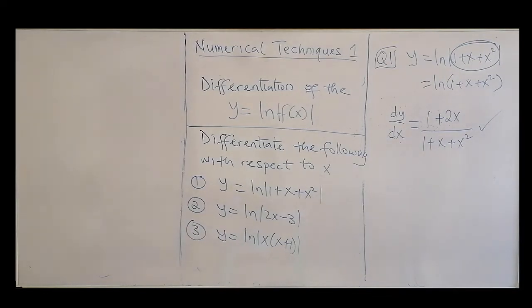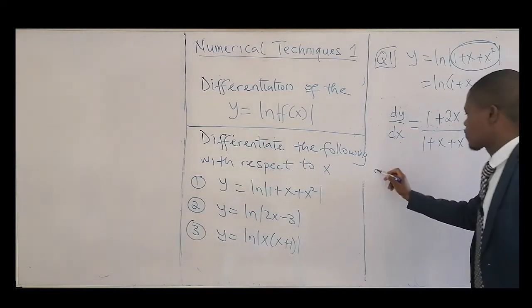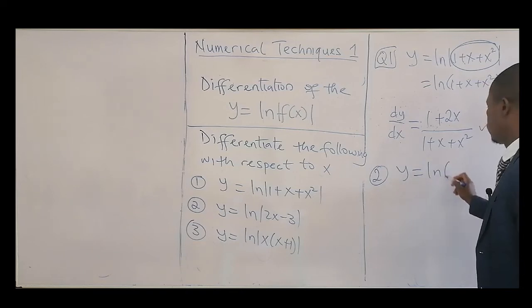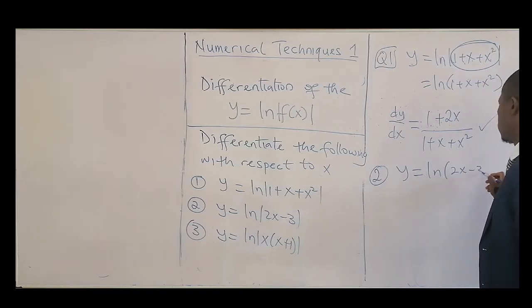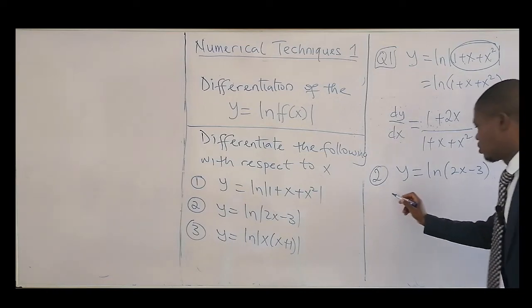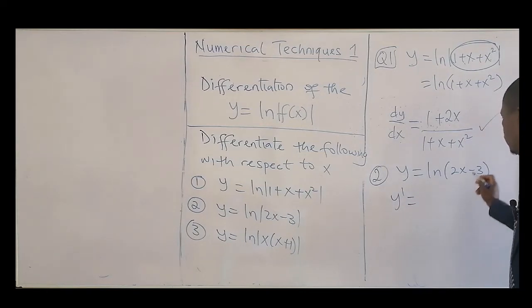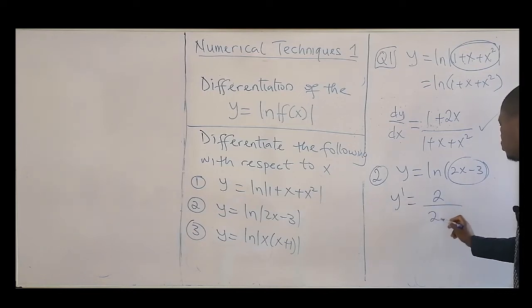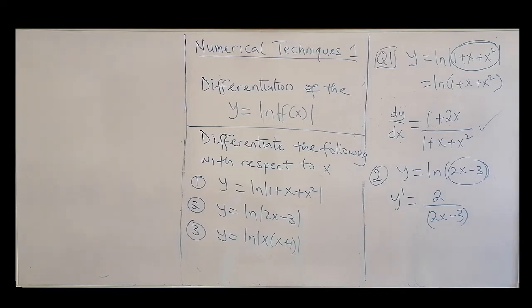Then the next one, number 2, y equal to ln of 2x minus 3. Now dy/dx will be equal to the derivative of this function, which will be 2 over 2x minus 3. I finished the work. The derivative of 2x minus 3 is 2.